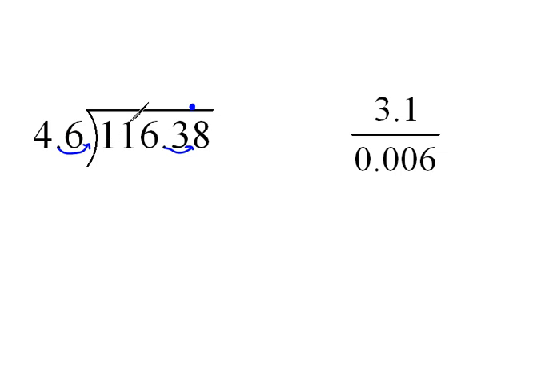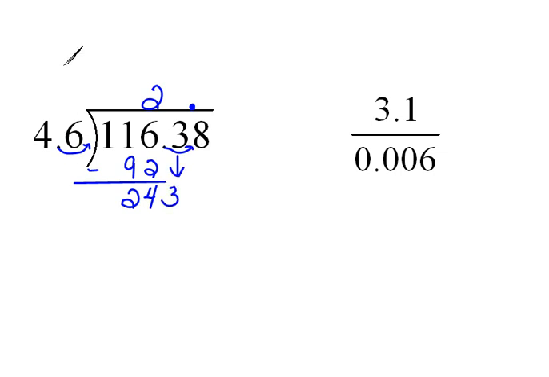46 won't go into 1, won't go into 11, but it'll go into 116. It'll actually go in there 2 times. 2 times 46 would be 92. Then we're going to subtract. So that would be 4. 11 minus 9 would be 2. And then we would drop our next digit and begin all over again.